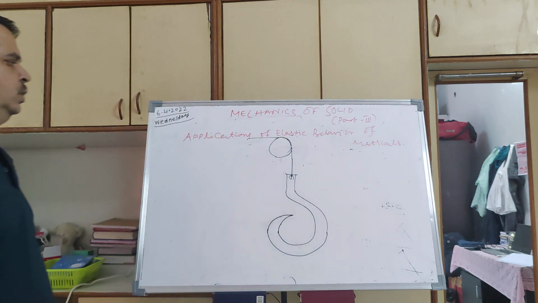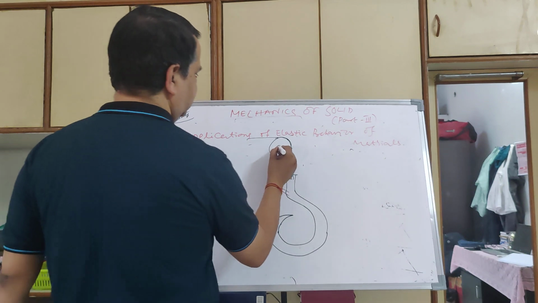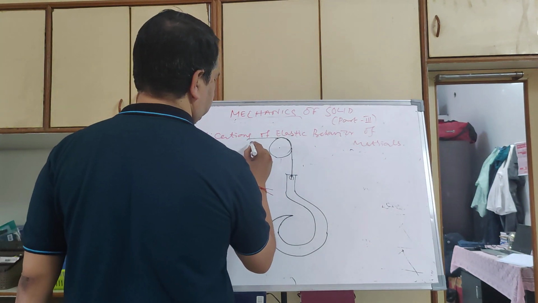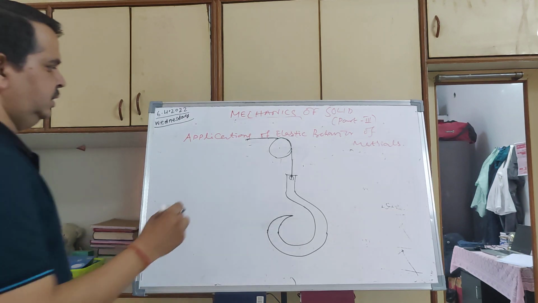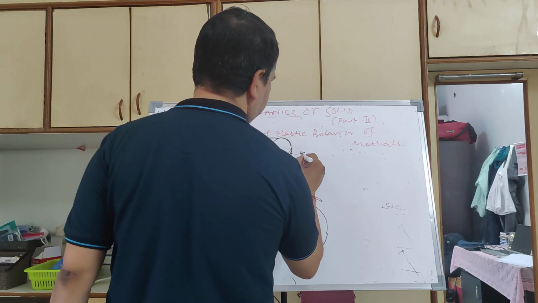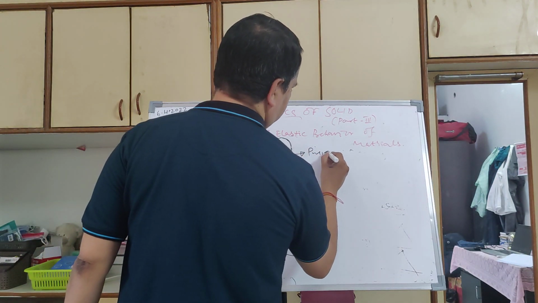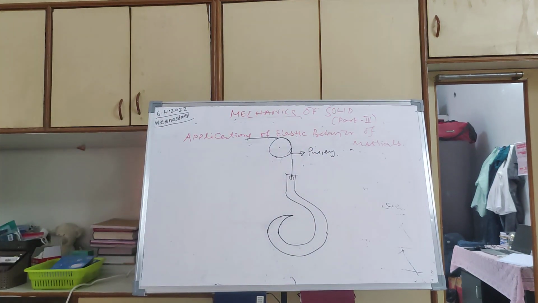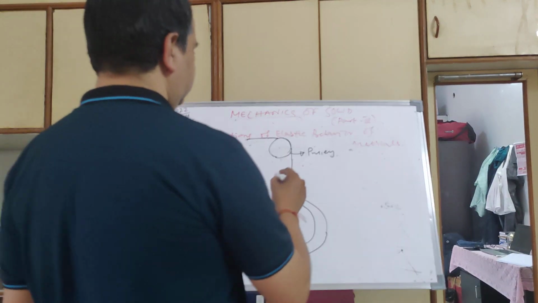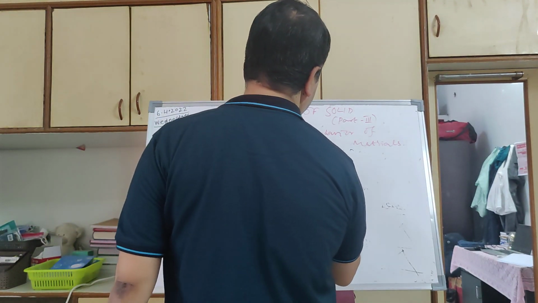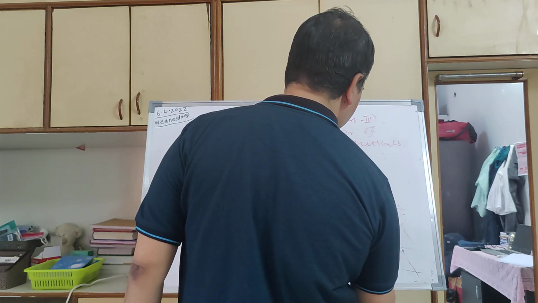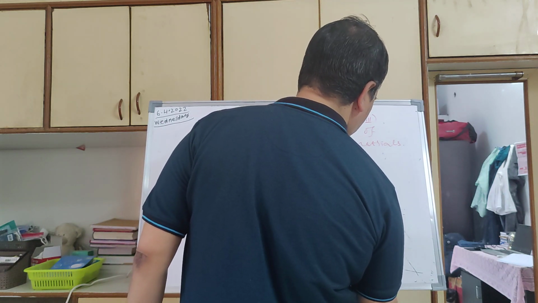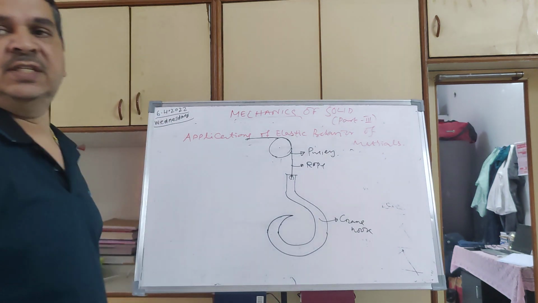This pulley will have a groove. This is the center, and this is my rope. So this is called my pulley. You might have done many numericals on pulleys in your statics. So this is your pulley, this is your rope, and this is your crane hook. The complete system is called a crane.